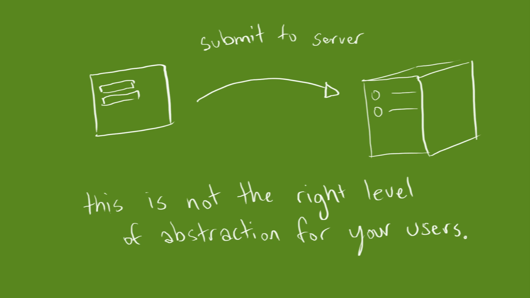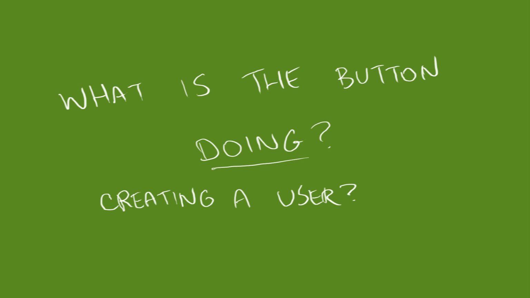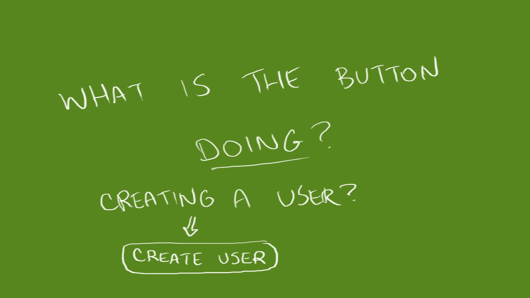So stop for a second and think of the end result of clicking on the submit button. Will this create a user? What action does this take? Change the text on the button to read something like create user or create. Describe the action.